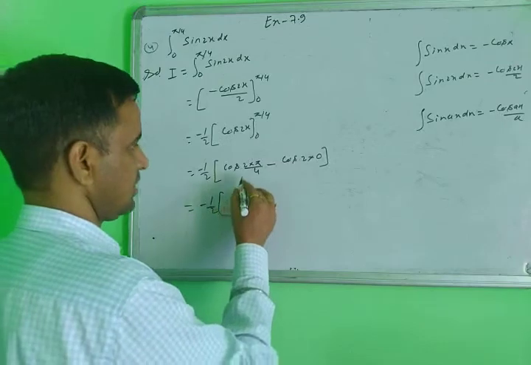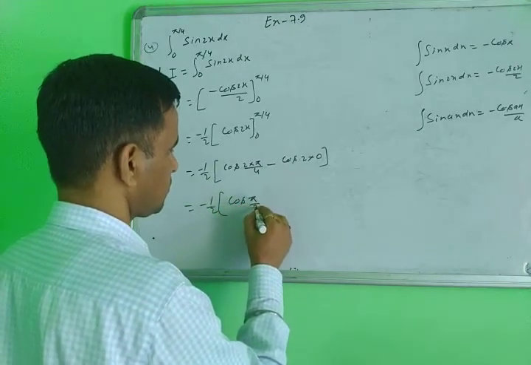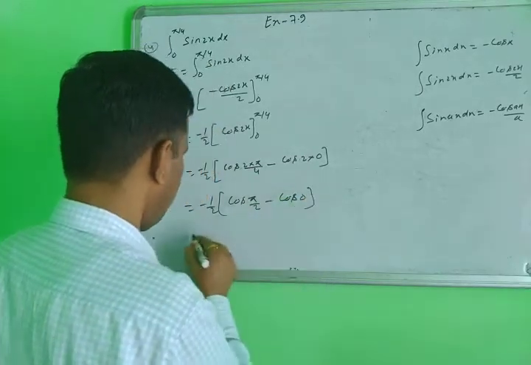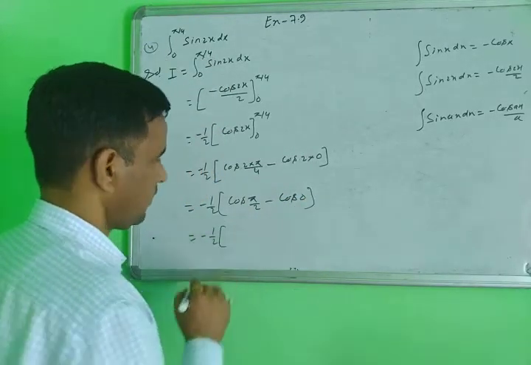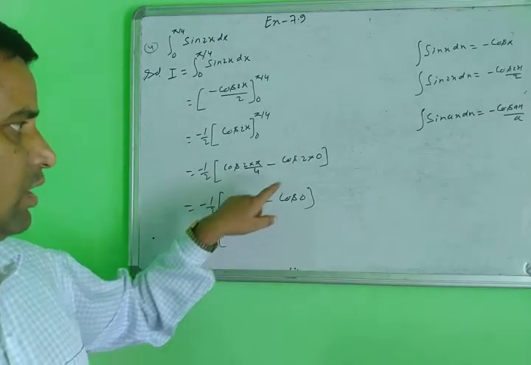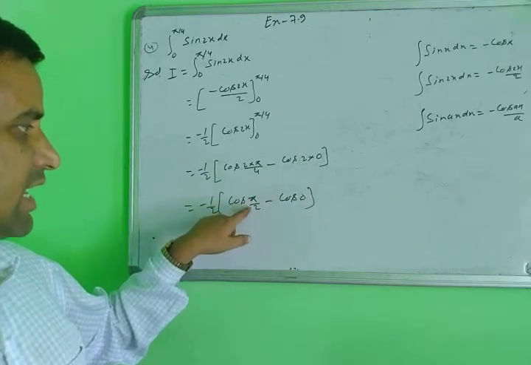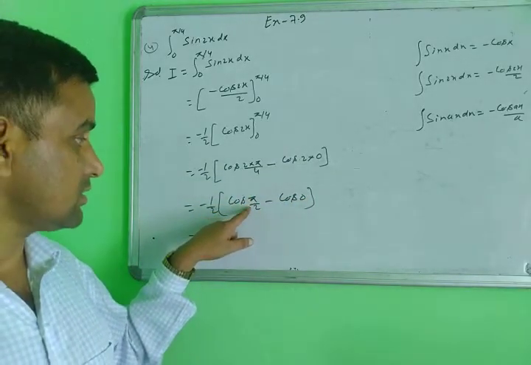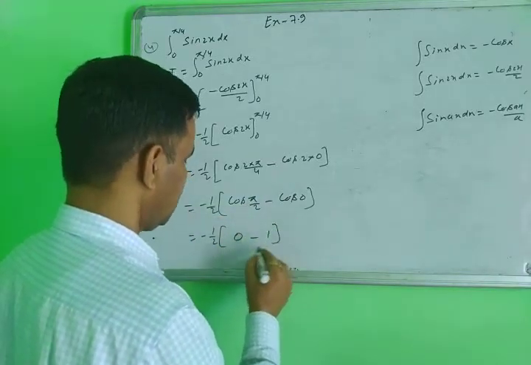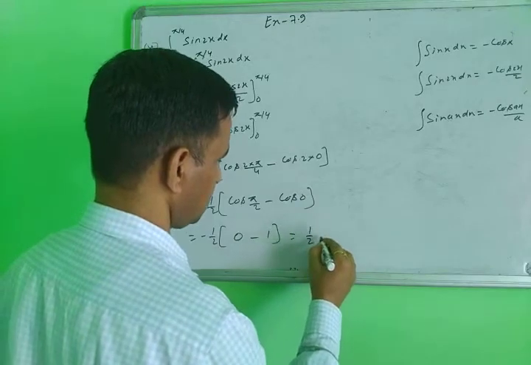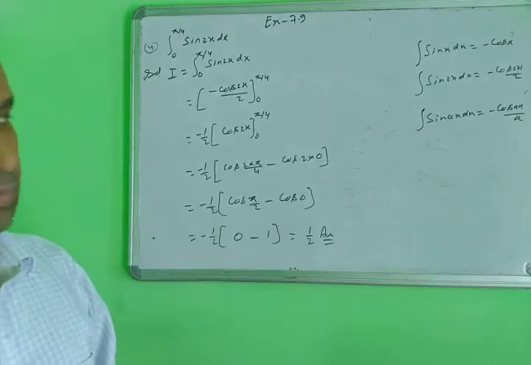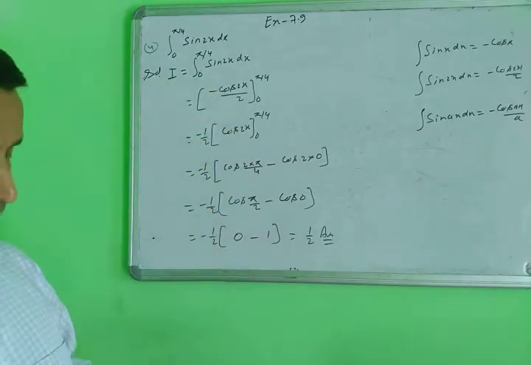In x place, here the result came x pi by 2. After calculating, cos 0, and then minus 1 by 2. When you calculate this portion, 2 into pi by 4 is pi by 2, and 2 into 0 is 0. The value of cos 90 according to the table is 0, and cos 0 is 1. When you multiply this, plus 1 by 2 is your answer. Minus 1 by 2 into minus 1 is plus 1 by 2. In this way you can solve the question.